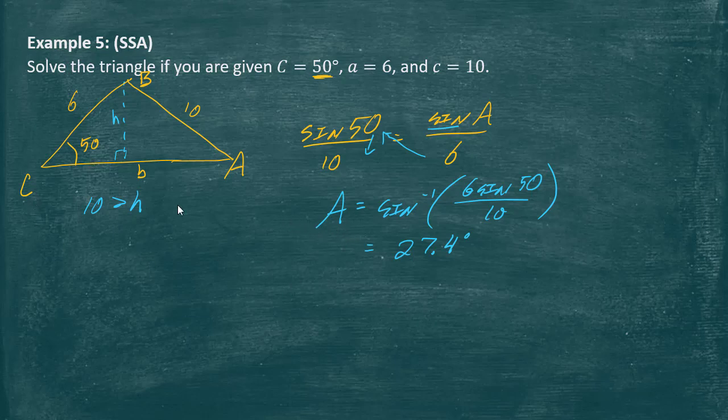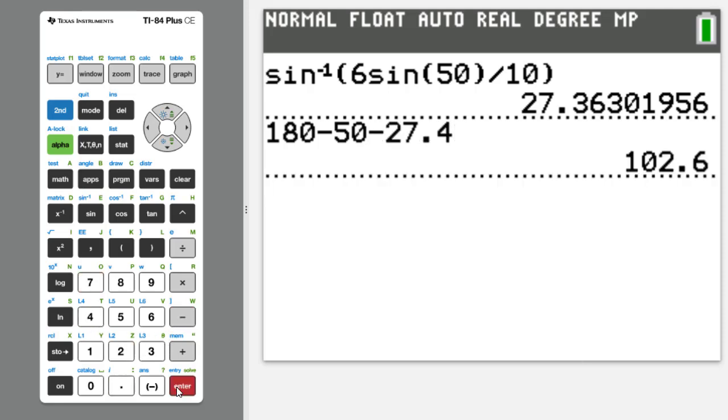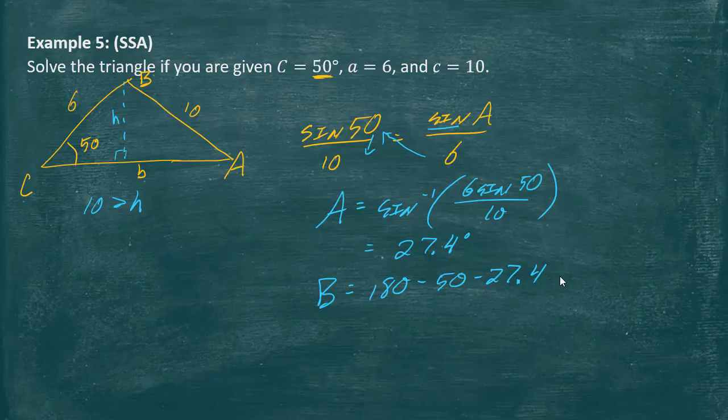I've got angle C was 50, I've got angle A now must be this 27.4. So I should be able to get the last angle B just by doing 180 minus the given 50 minus the 27.4 we just found. And if we type that in, 180 minus 50 minus the 27.4, that gives us our last angle to be 102.6. So B equals 102.6.